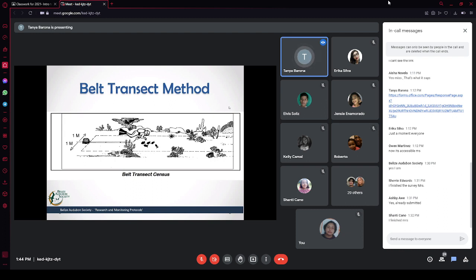So similar to the line transect, a diver swims with a line, extends it to the distance they want to cover. For us, it's 30 meters. And if you'll notice in the diagram here, there is a segmented line or border around the tape measure. From the tape measure, it extends 1 meter to the left and 1 meter to the right, creating an imaginary belt for the surveyor to conduct their survey.